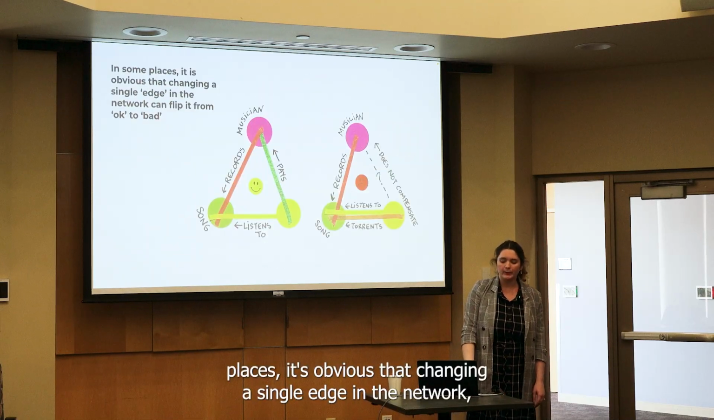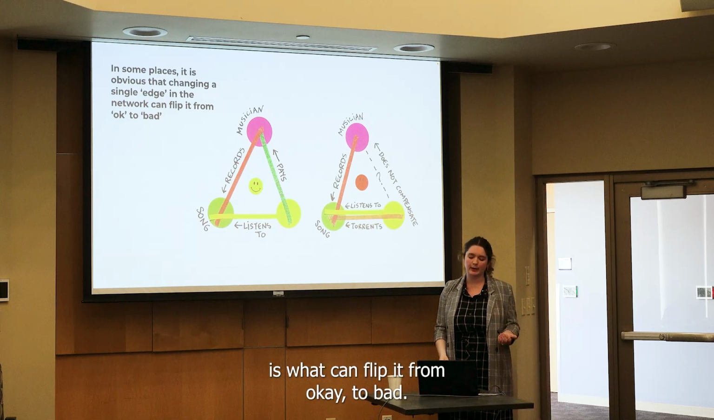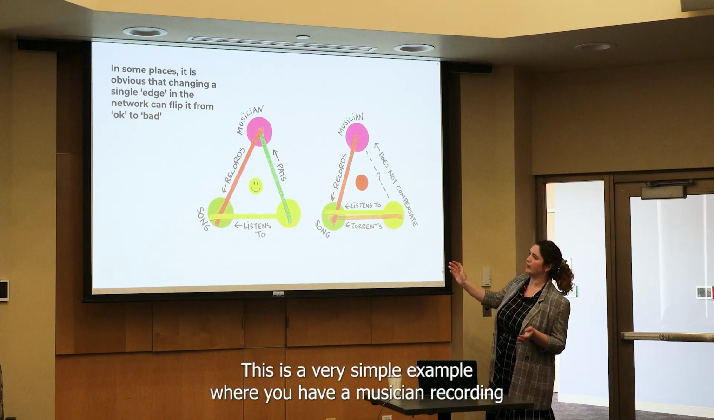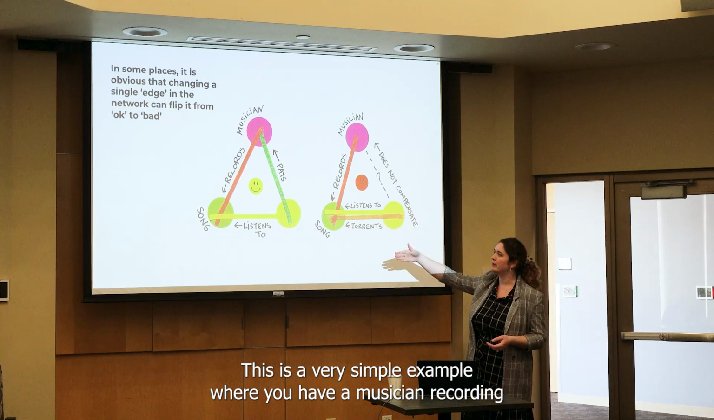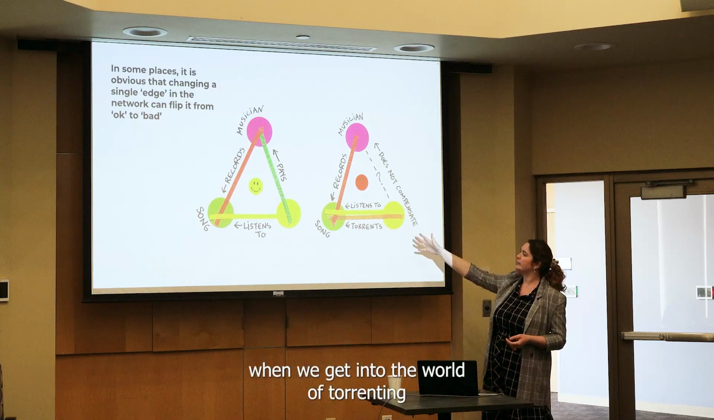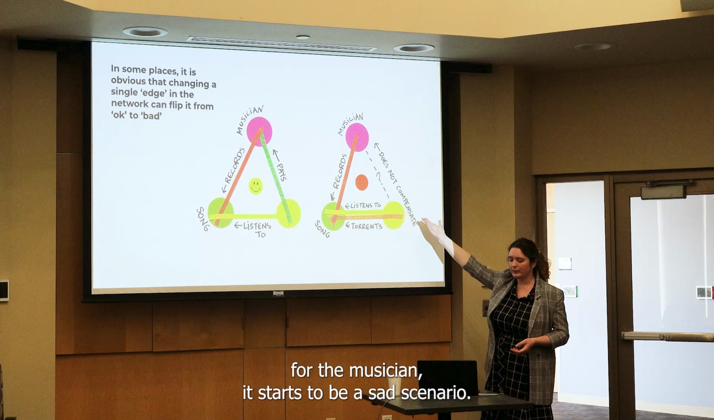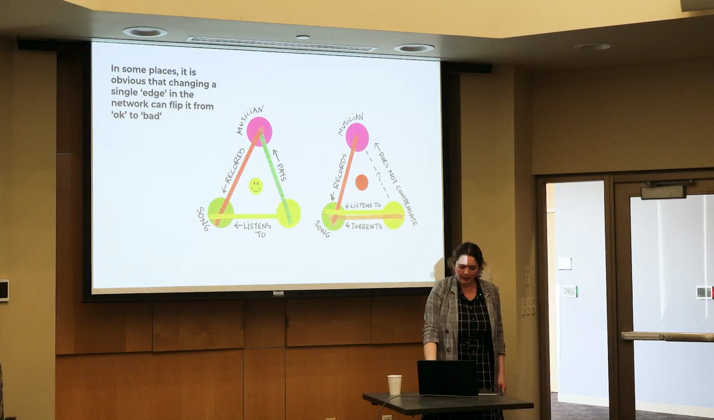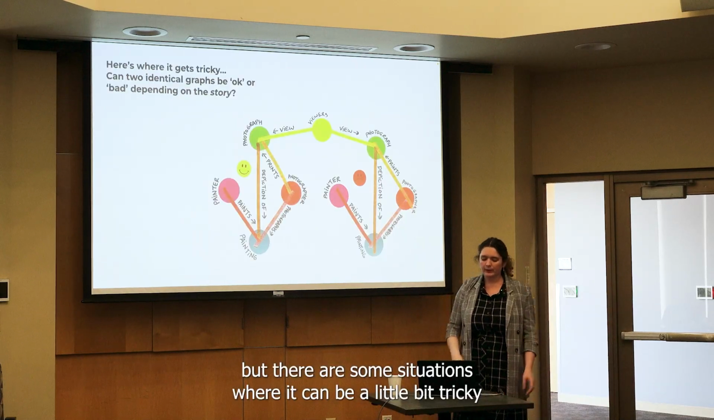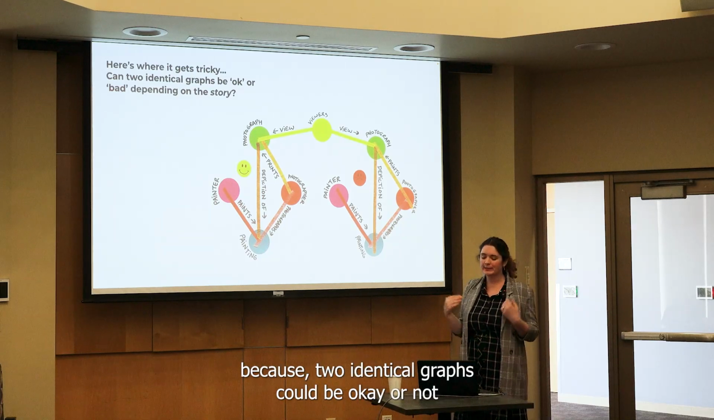So in some places, it's obvious that changing a single edge in the network is what can flip it from okay to bad, right? This is a very simple example where you have a musician recording a song, and a person is listening to it and paying the musician. When we get into the world of torrenting and there's no compensation for the musician, it starts to be a sad scenario. But there are some situations where it can be a little bit tricky because two identical graphs could be okay or not okay depending on the story, right?